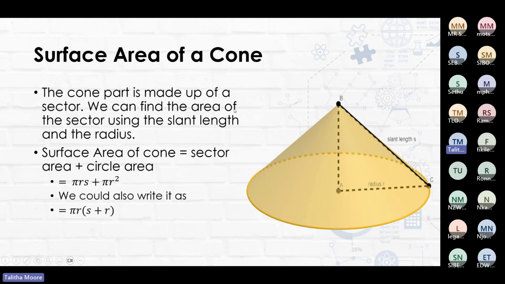Great. Fantastic. Okay. So the surface area of a cone. The cone is made up of a sector. So if you cut out a cone and you spread it out on the table, you would actually see a sector. So we can find the area of the sector using the slant length of the cone and, of course, the radius of the cone. So the surface area of a cone is the sector area plus the circle area underneath.